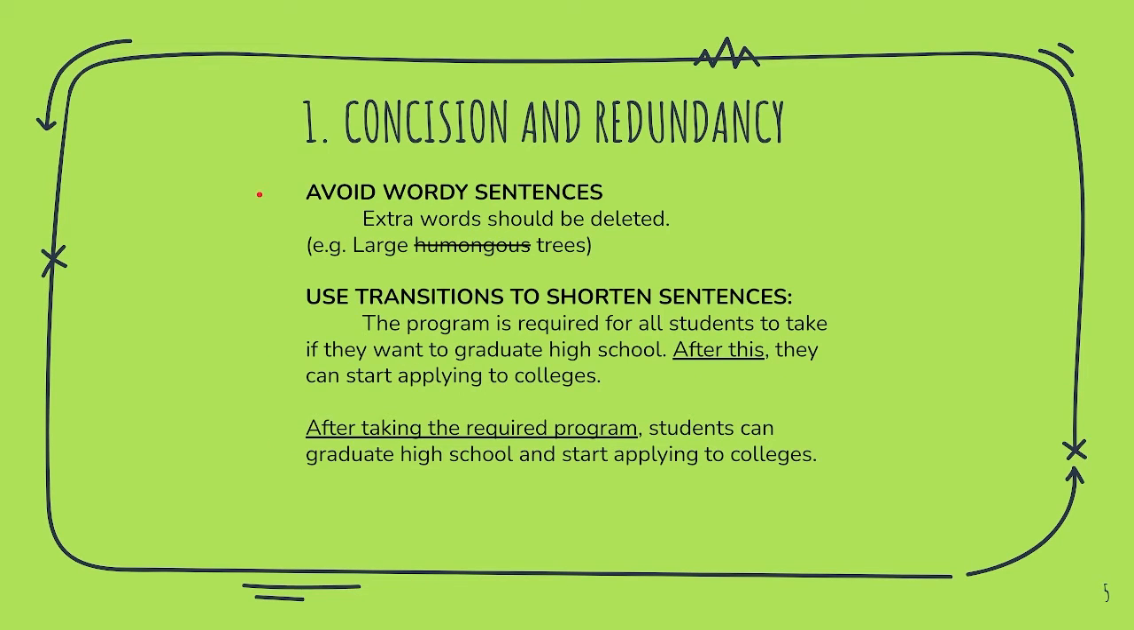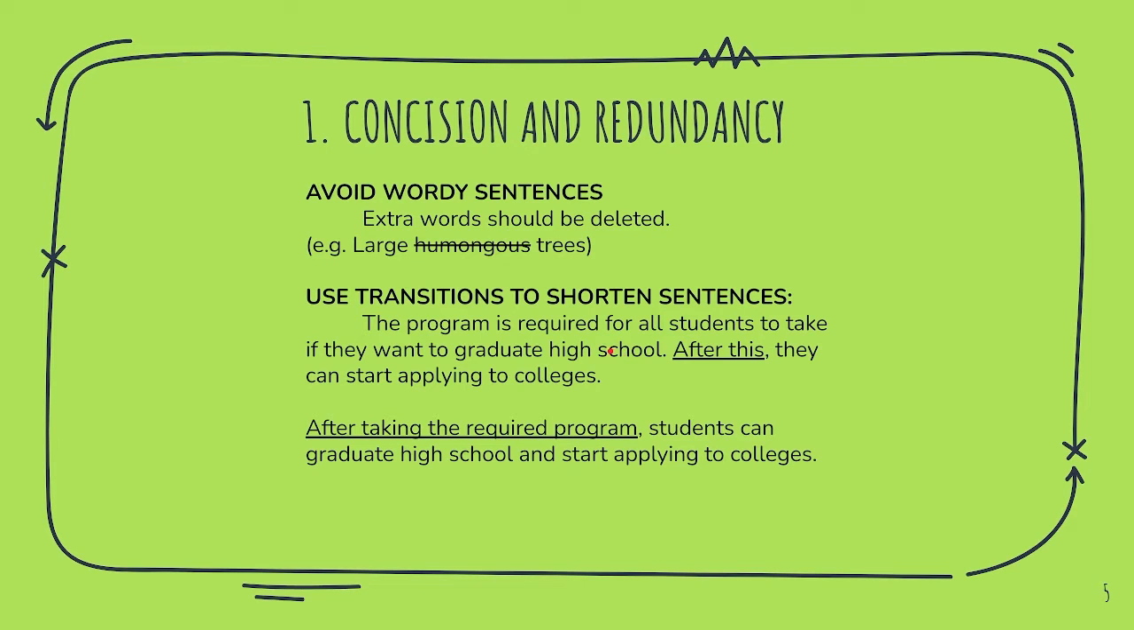So the other part of redundancy is wordy sentences. Extra words should be deleted. For example, here we have this phrase, large humongous trees. Large and humongous are similar terms, they mean the same thing. So we can just get rid of one and just say large trees.